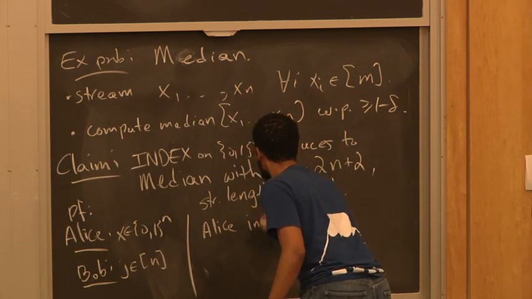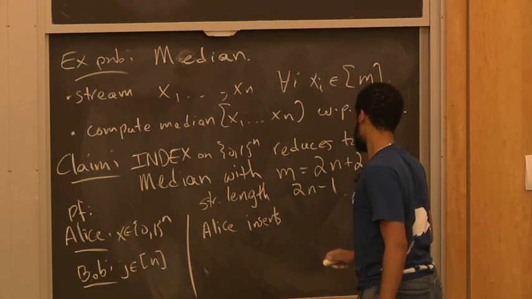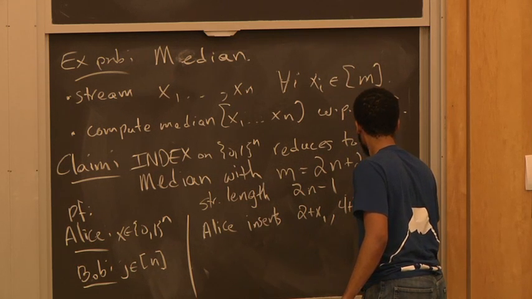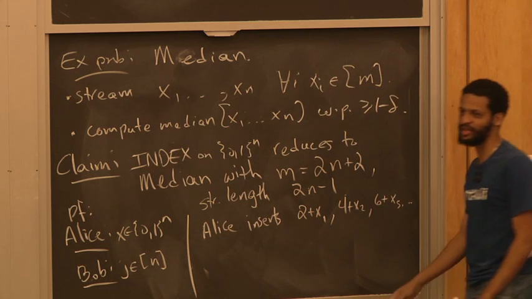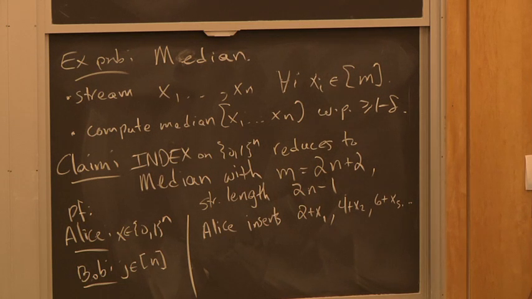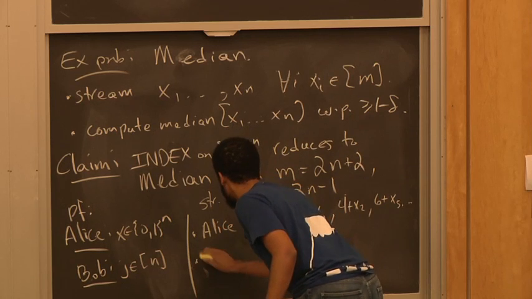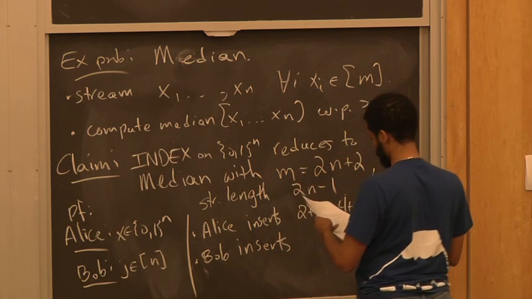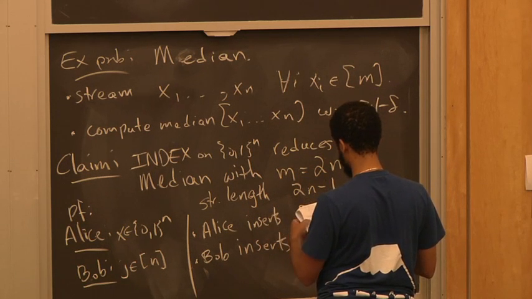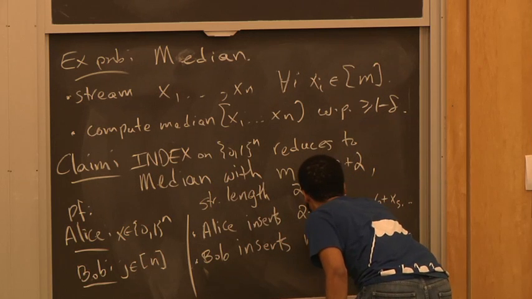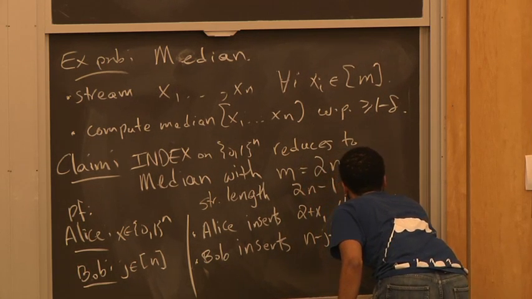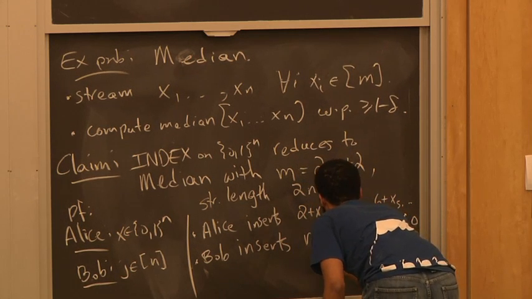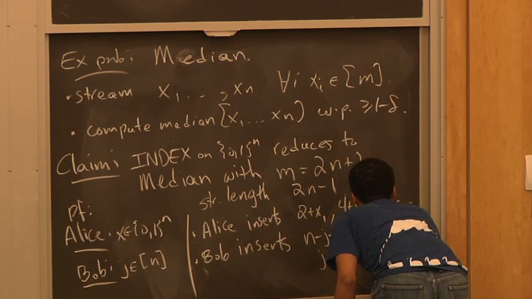Alice inserts 2 plus x1, 4 plus x2, 6 plus x3, etc. into the stream. And then Bob inserts, I believe, the right, I always tend to get off by ones on this, so I think n minus j minus 1 copies of 0, and another j copies of 2n plus 2.